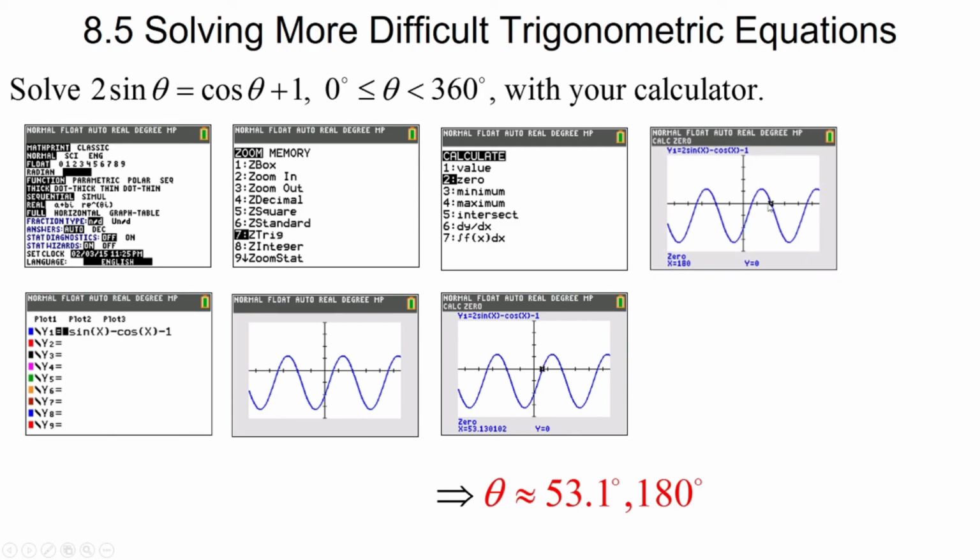Then I check this one, and is that my 180? I'll bet it is. And sure enough, I did the same thing: second calc 0, moved the cursor to the left of that 0, then to the right of that 0 and hit enter, and then I hit enter a third time, and my calculator says I've got 180 for a 0. So the 180 degrees worked. Now, this third one over here is going to be beyond 360 degrees. So my two answers that we found by hand, there they are on our calculator.